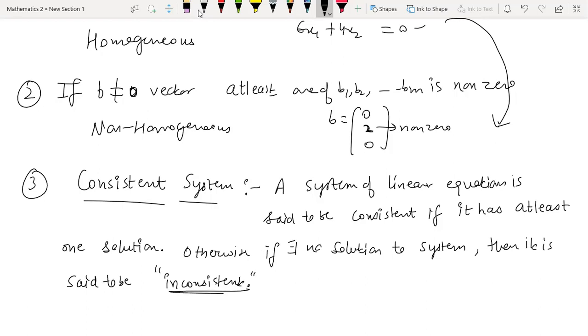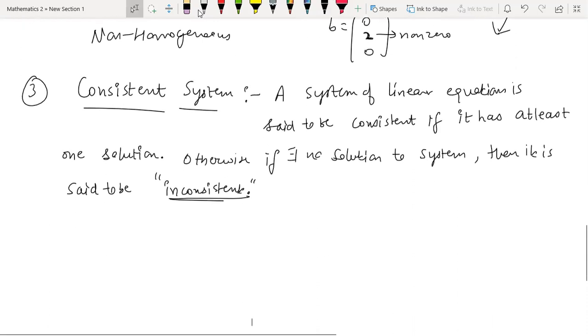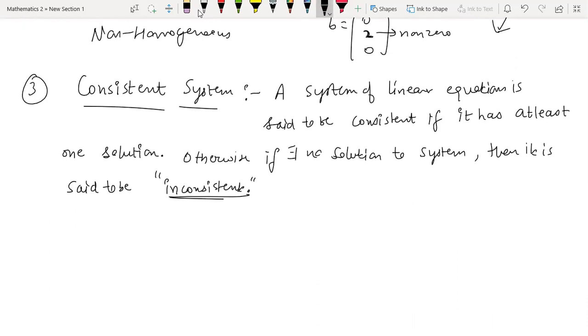So there are three possibilities. This definition for consistent and inconsistent systems is general, applicable to both homogeneous and non-homogeneous systems. So that means we always have three possibilities as our answer. When you are given a system of equations, you will get one of these answers. The first possibility is there is exactly one solution.